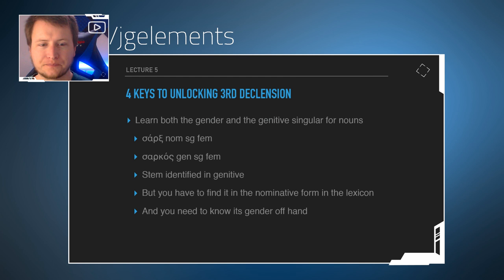You need to learn both. Why? One is for the stem. The other is for the lexicon, because your lexicon is going to show you the nominative singular. But in order for you to understand what's going on in the New Testament or in the Septuagint, you need to understand what the genitive is as well so you can identify the stem. This will give you greater understanding of the word, how it works, how it forms, and then you can do your homework better in terms of your research and figuring out what word you are dealing with.